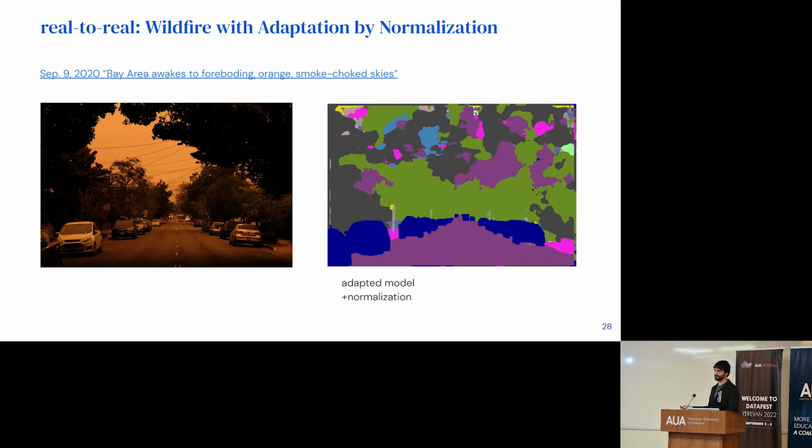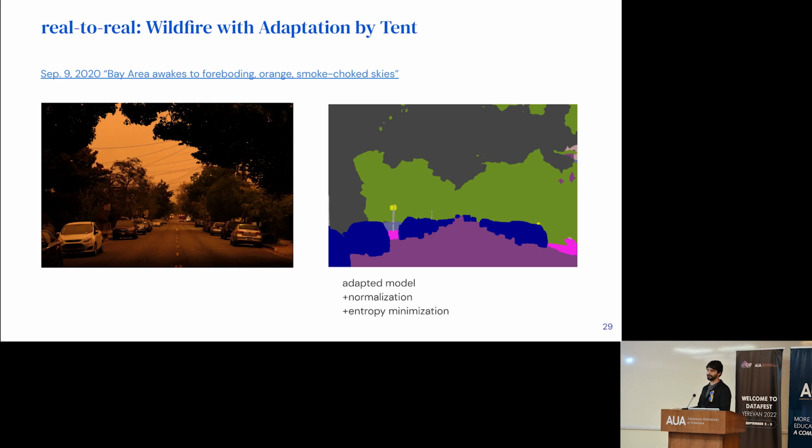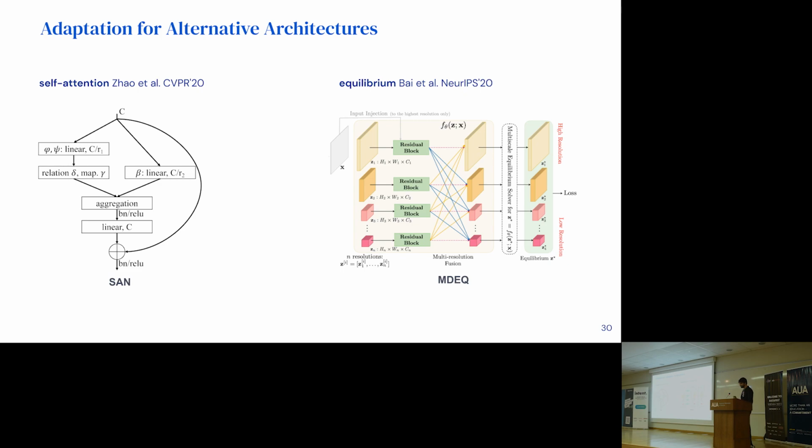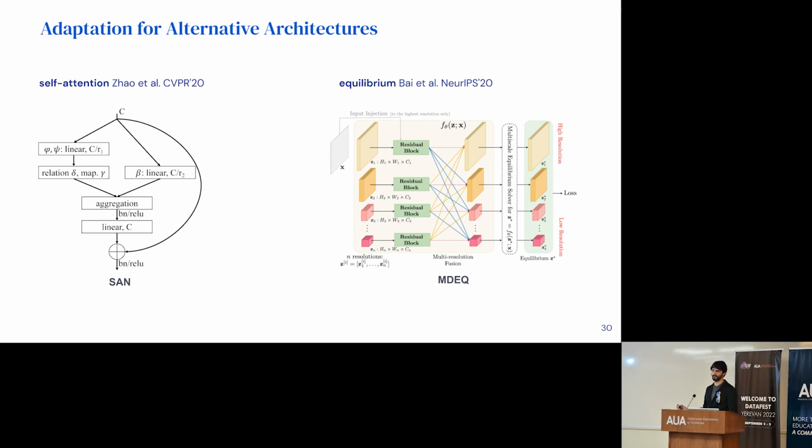If we just add the normalization, the cars are more clear now in blue. If we further do entropy minimization, we're getting things like some of the street signs in yellow also. And so while there are errors, the sky is certainly not a building, but its orange color is still confusing our model. We have now many of the trees. We have a better idea of where the street is, where the sidewalk is, and sharper outlines of the cars. Again, not because we collected wildfire data and labeled it, but because our model was able to update itself and get this more correct.